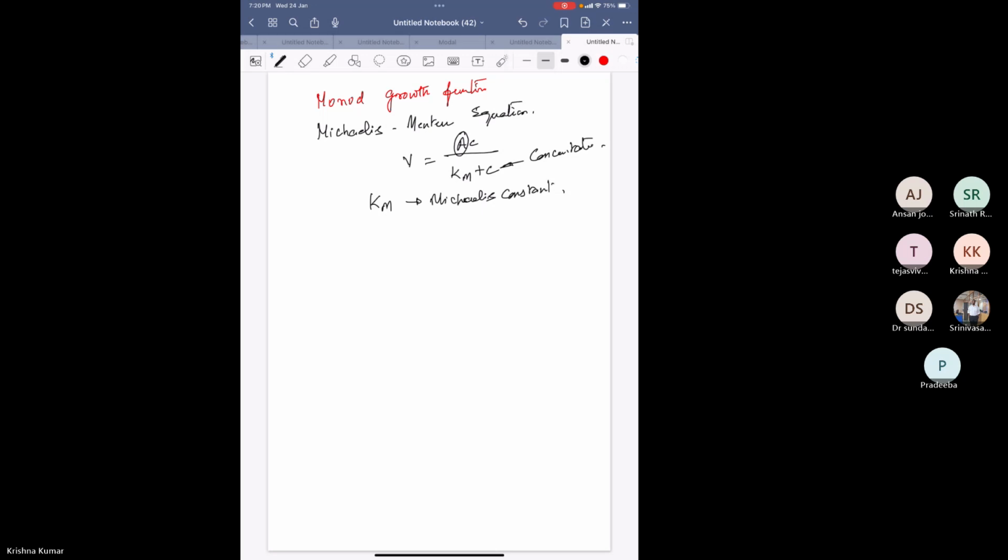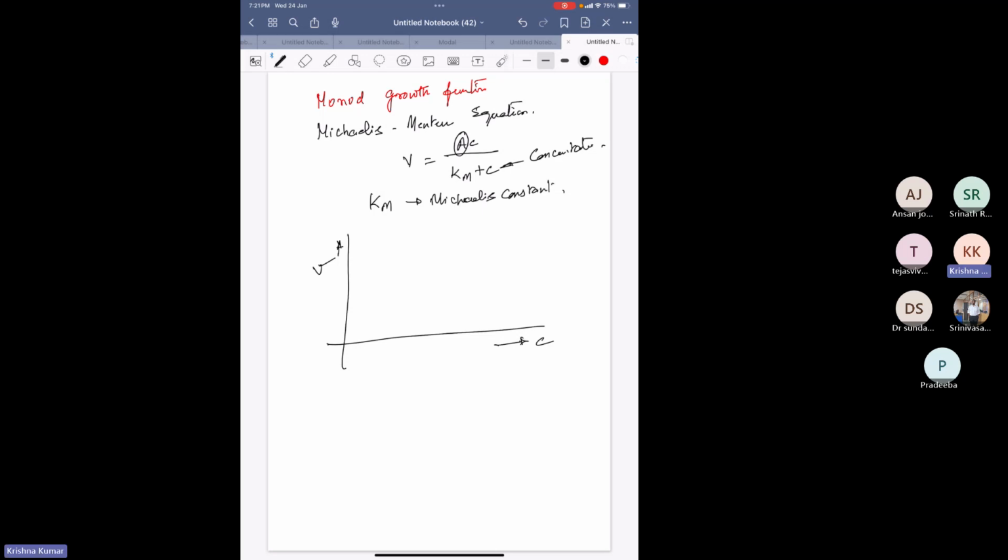Now, as C increases, let us see how this behaves. Let us plot this graph. So that is C, and that is V. Now, the speed of reaction, sometimes called R, and so on. How would this equation look like?